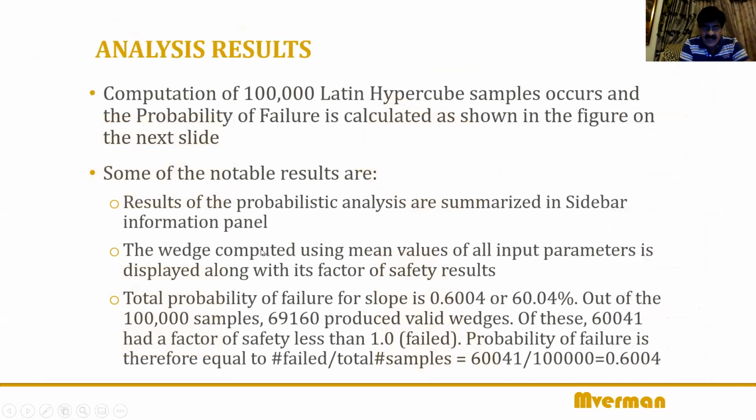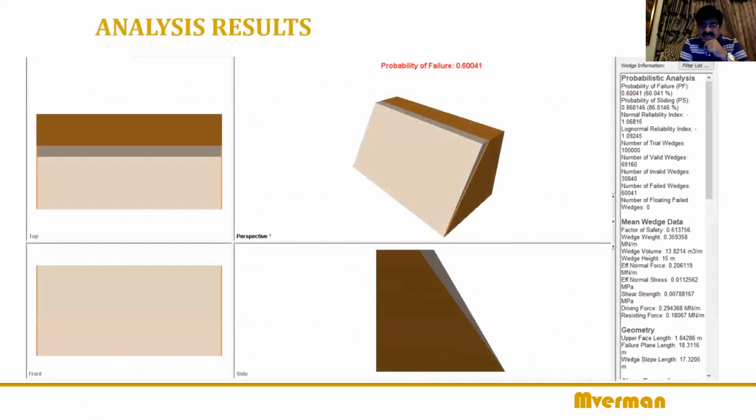So in the sidebar, the wedge computed using mean values of all input parameters is displayed along with its factor of safety. So what do you see here? This wedge is the mean wedge. Although we ran an analysis where we gave a range for some of the parameters, so you should obtain several wedges, actually 100,000 wedges, the mean wedge is being shown here.